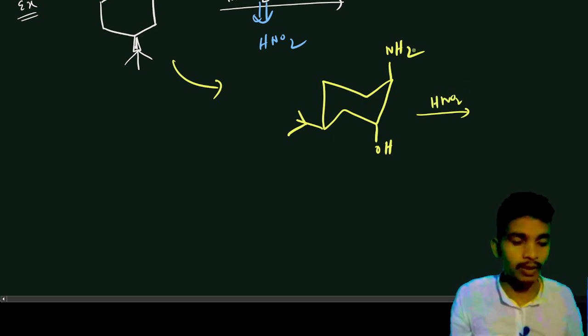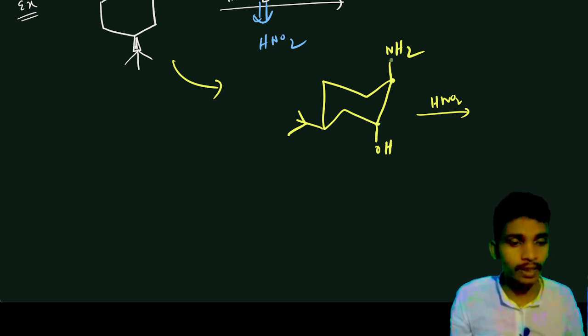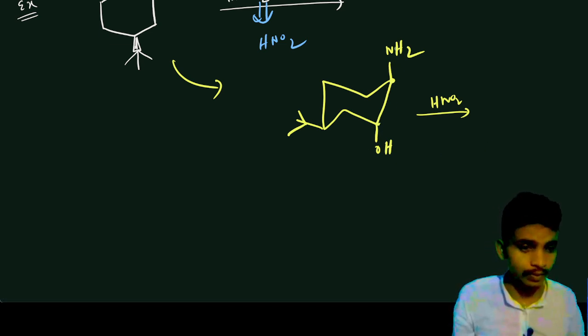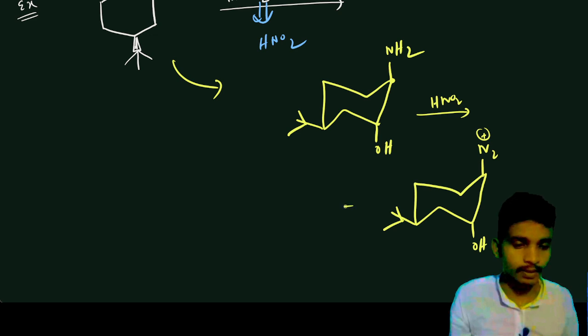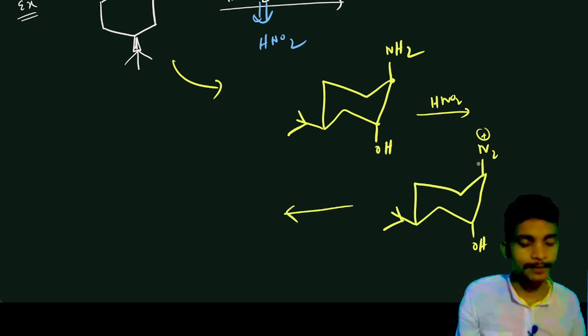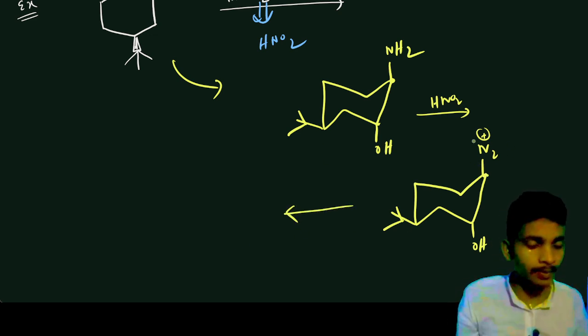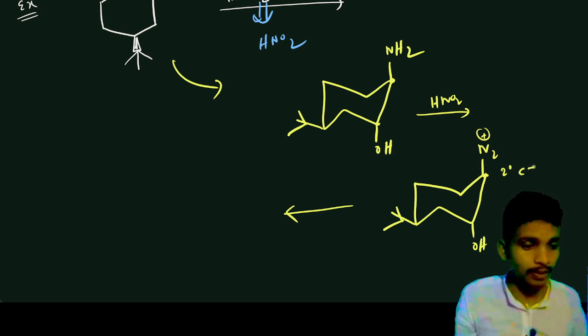HNO2's work is to convert this, so this is again the semi-pinacol rearrangement. On the adjacent carbon, NH2 is there and OH is there. So this is going to convert into nitrogen gas, so this is going to be N2 plus, and this is going to be the OH. Now what will happen? If it leaves, then this is going to be a secondary carbocation.